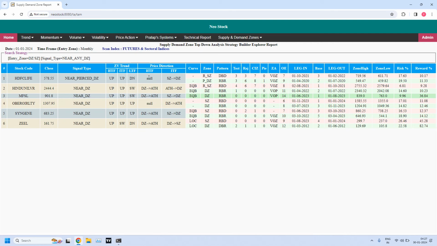If monthly is the LTF, quarterly is the ITF, yearly is the HTF. So there are no demand and supply zones for this data. Whatever the data available, there is no demand and supply zones. Both the zones are not there. At that time you will get a null value because the price direction is not possible to calculate.